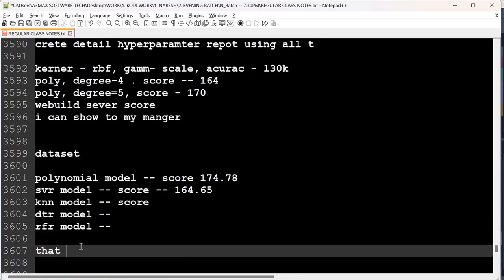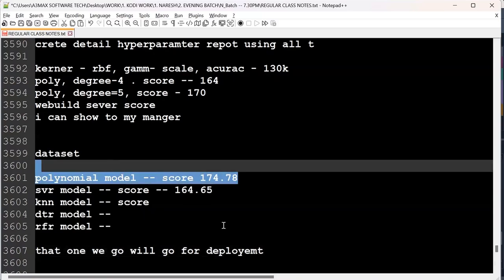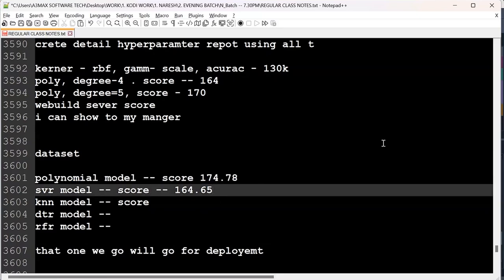That one will go for deployment. Team, do you understand? Guys, are you getting my point? For any data set we can fit multiple models, and whichever model has the good score, we go for deployment. So in today's session, we built the polynomial model, we completed it, and the SVR model we completed.